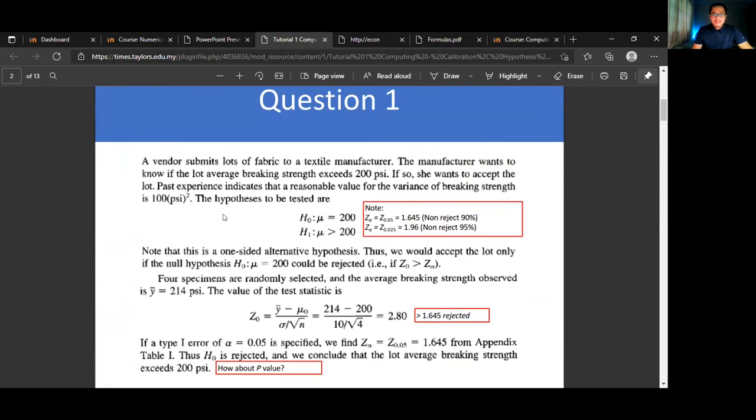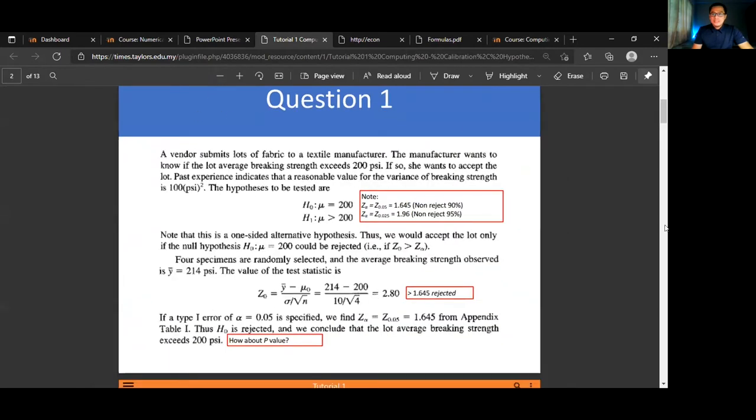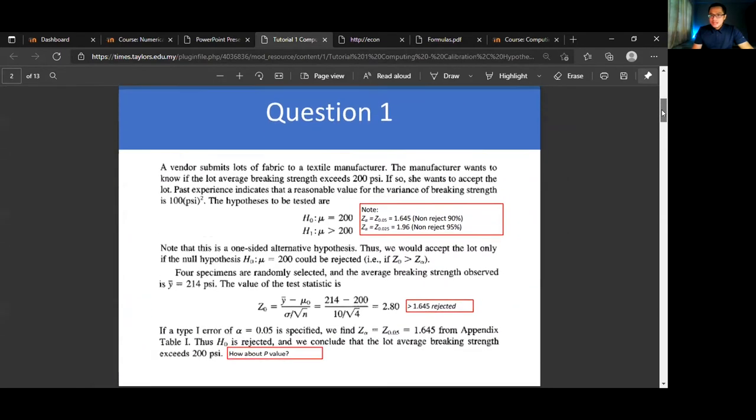Let's read this. Now, this question is regarding exact test. A vendor submits lots of fabric to a textile manufacturer. The manufacturer wants to know if the lot average breaking strength exceeds 200 psi. Okay, exceeds 200 psi. So let me highlight this one.